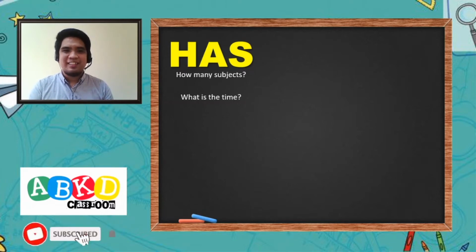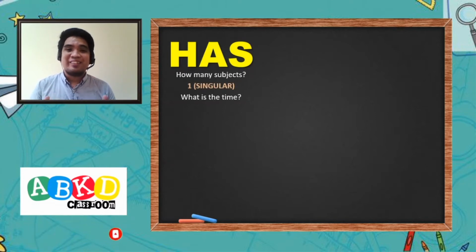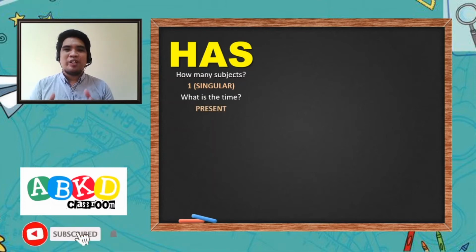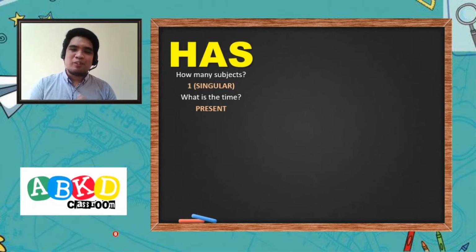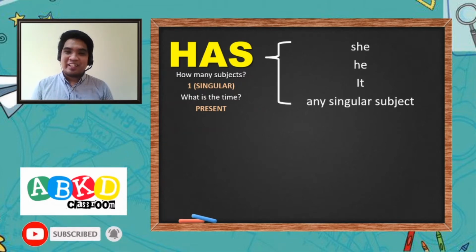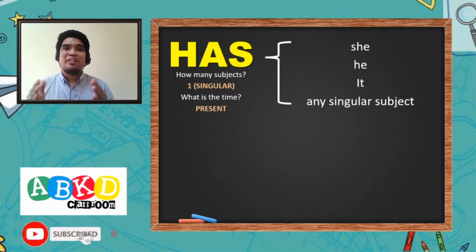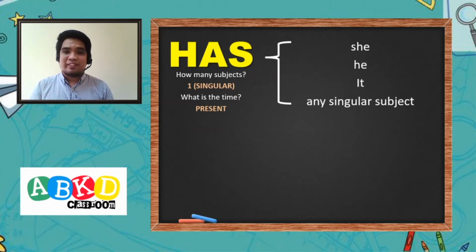So for has, ilan ang subject natin? Isa lang. We are talking about singularity. And pagdating naman sa time, we are talking about the present situation. Remember, you're going to use has if your subject is one or singular and if the tense is in present. So, ano-ano yung mga pwede natin gamitin na words or subject for has? So, example, we have she, he, it, or any subject na singular. Pwedeng name mo, name ko, anything, bagay na pwede natin gamitin when constructing a sentence.